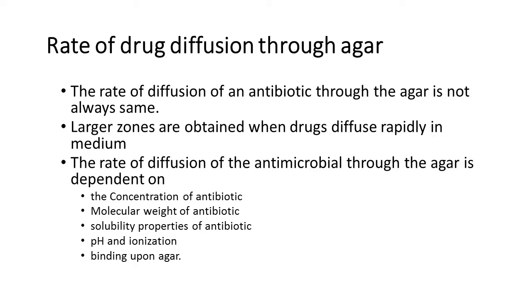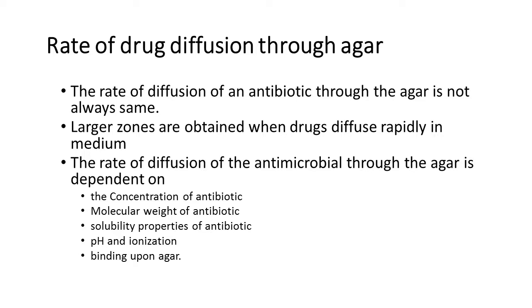Next one, rate of drug diffusion through the agar. When we consider each and every drug, the rate of diffusion varies from one to another. Larger zones are obtained when the drugs diffuse rapidly. That means when the drug diffuses very quickly, we can observe the larger zone. If the drug diffuses very slowly, we can see the smaller zone size.